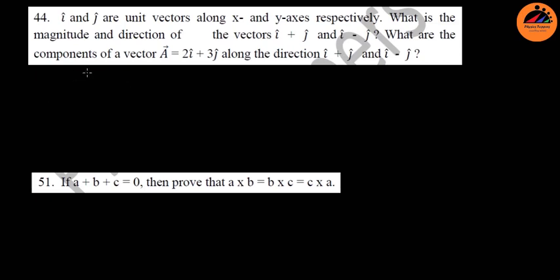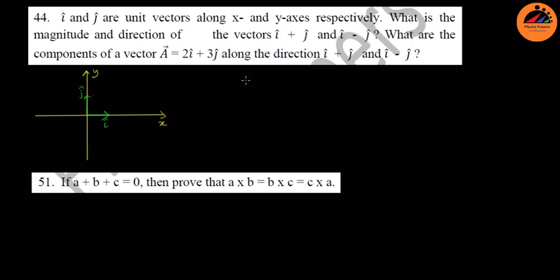Let's coordinatize the system first. Suppose this is the x-axis and this is the y-axis. I am expanding a little bit so that you will see it properly. Suppose this is i and suppose this is j, right? So i plus j is at 45 degrees.